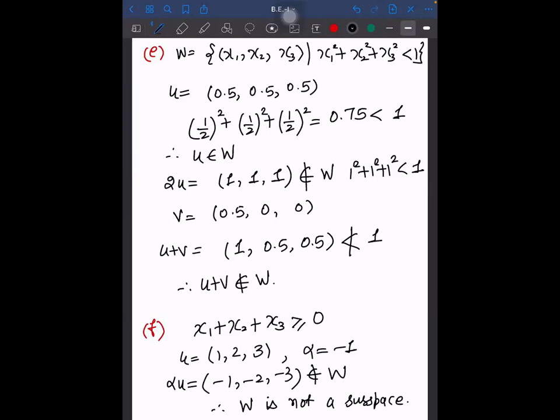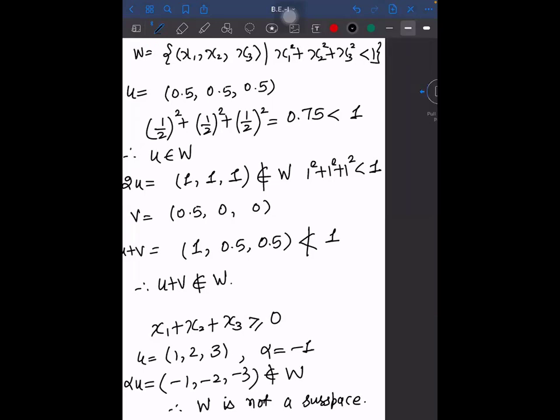Yes, sir. Okay, I tell you one more thing. This is sort of a bonus condition. This is not a question from the book, I'm just giving it to you. Let's say the condition is x1 plus x2 plus x3 is equal to 4. Will this form a subspace? No, sir. Why is it so? Sir, it will not satisfy the addition property.